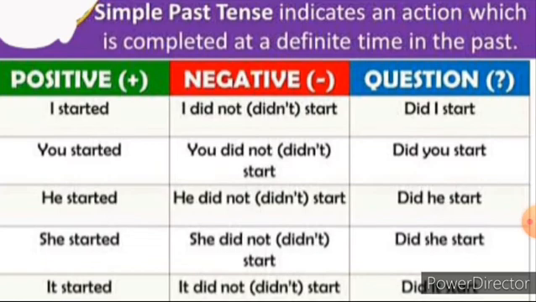S-T-A-R-T-E-D. Started. I started. You started. He started. She started. It started. The same way, we have added the letter ed to the base form to convert it into the past tense. So, I started. Shall we go for the next one? That is the past form in the affirmative sentence.